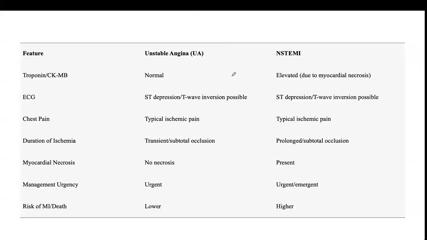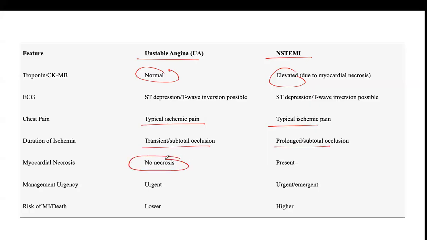So this is what we have kept as a difference between these two. So unstable angina and non-ST elevated MI, the main difference is the troponin. The type of pain will be same, but the difference is that unstable angina patient will not have any necrosis of the heart muscle. And non-ST elevated MI patient will start to have that necrosis. Because of necrosis, the troponin will be elevated in non-ST elevated MI. Okay.